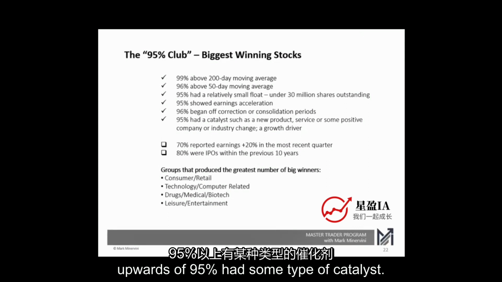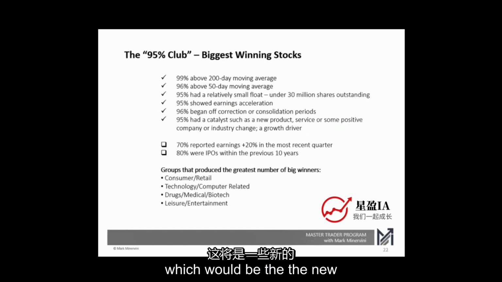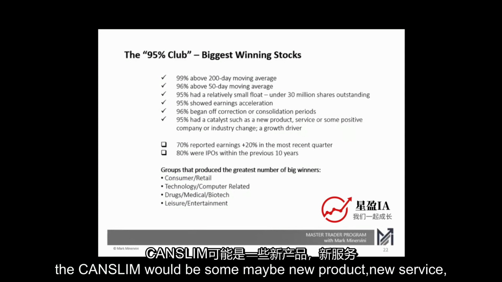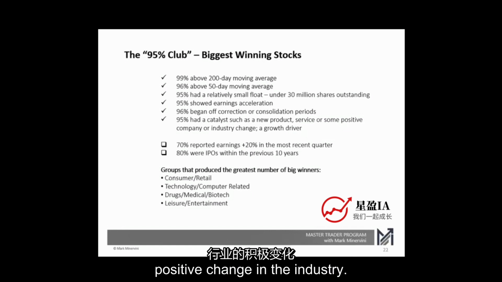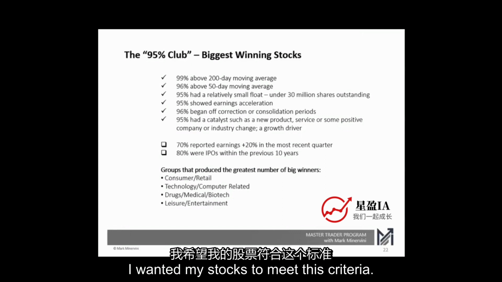And finally, upwards of 95% had some type of catalyst. And this again would go back to O'Neill type CANSLIM, where the N in the CANSLIM would be some maybe new product, new service, positive change in the industry. So this was sort of my first model, if you will. I wanted my stocks to meet this criteria.